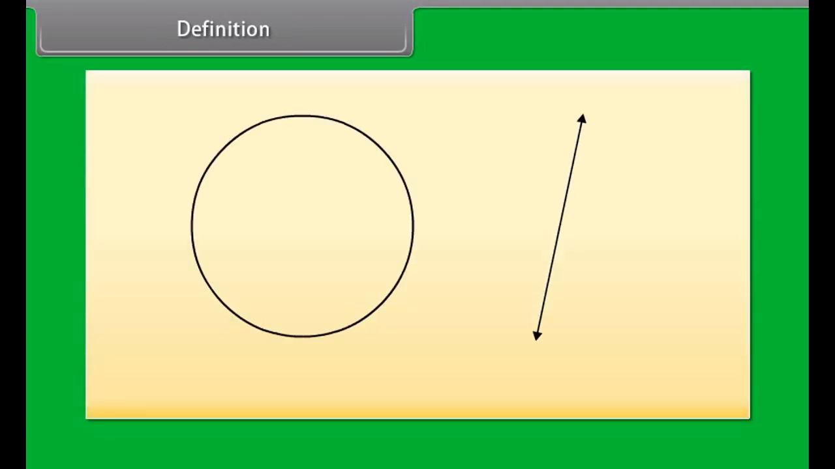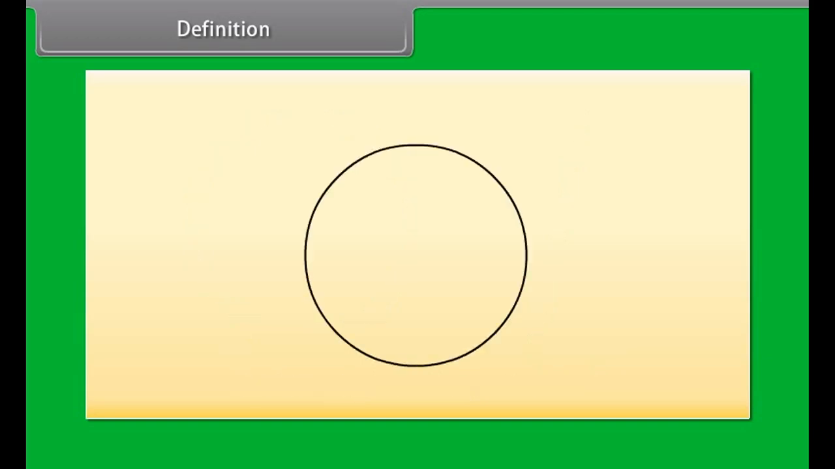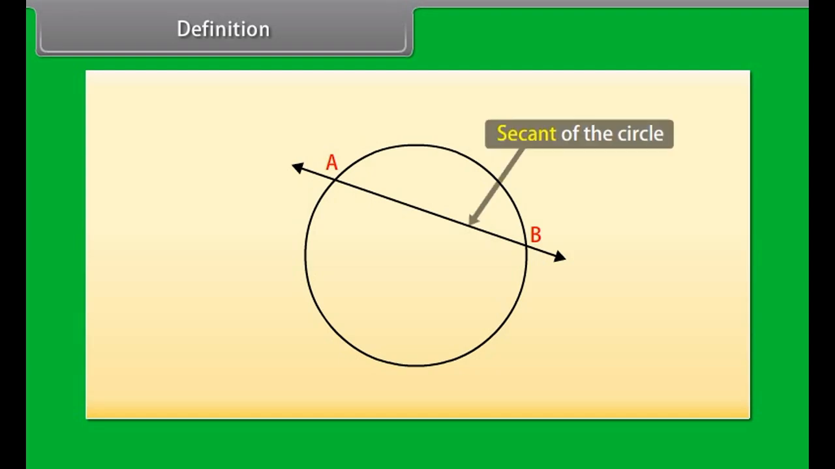Definition. Students, let us draw a circle and a line in a plane. We can see that the line and the circle do not have any common point. So, the line is called a non-intersecting line with respect to the circle. This is the other way we can draw a line and a circle. We can see that there are two common points, A and B, that the line and the circle have. In this case, the line is called a secant of the circle.